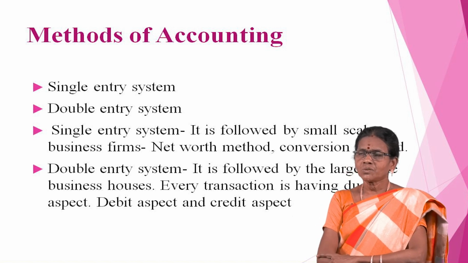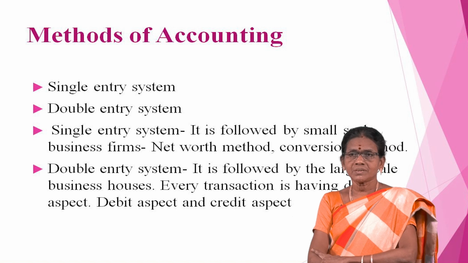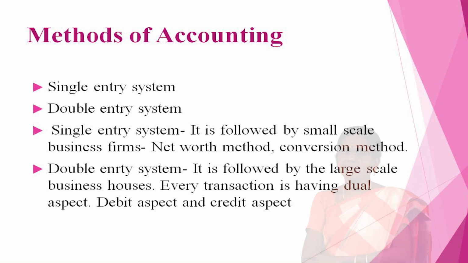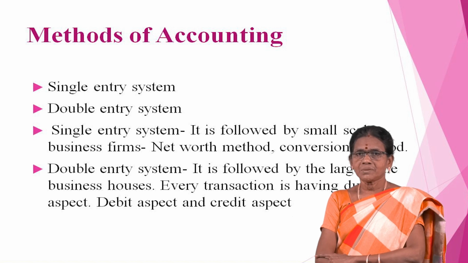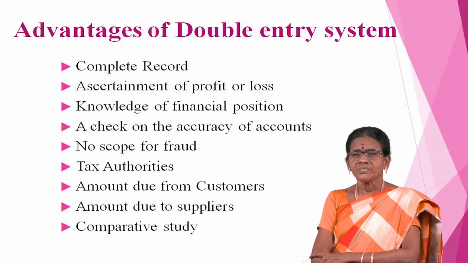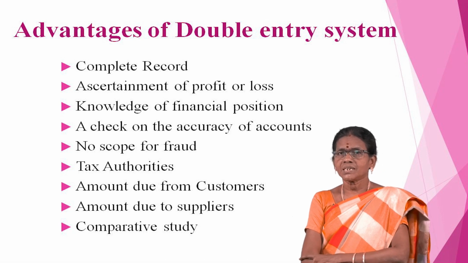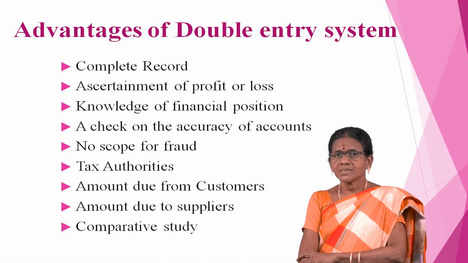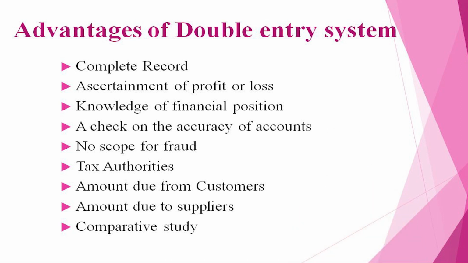With the double entry system only, we prepare the various accounts, like the journal entries, then ledger accounts, then trial balance, and also the balance sheet of the company. So this is called the double entry system. Now we have to see the advantages of the double entry system. There are so many advantages derived from it. Number one, a complete record is possible. Number two, the ascertainment of profit and loss account is easy.